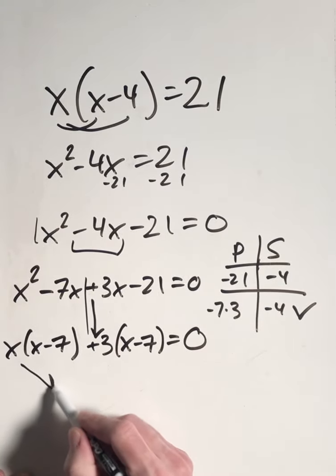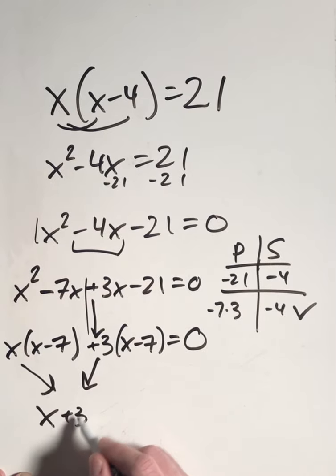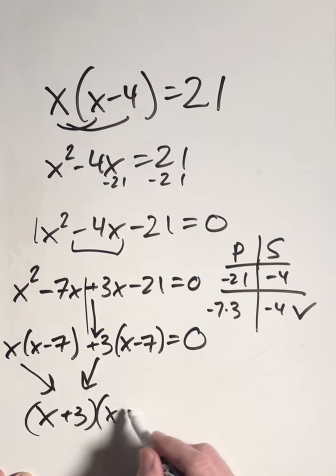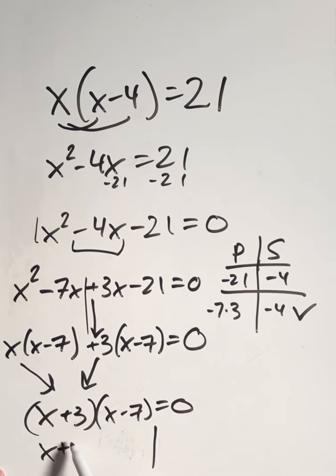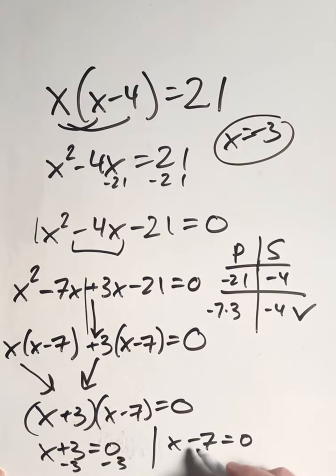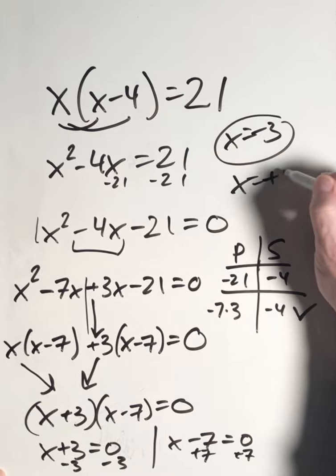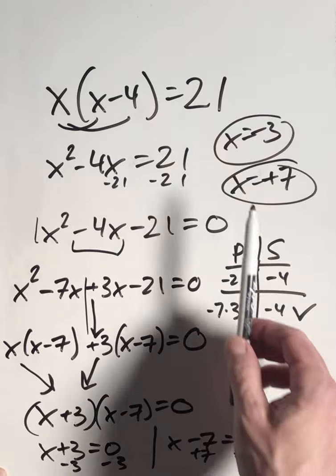Set it all equal to 0. Bring these two down because they're multiplied by a repeated factor. So x plus 3 times x minus 7 equals 0. And then we would have to set each of these two factors equal to 0. And then in solving, we would get their additive inverses. So x would equal negative 3, and x would also equal positive 7.